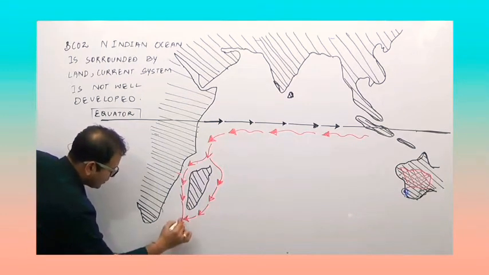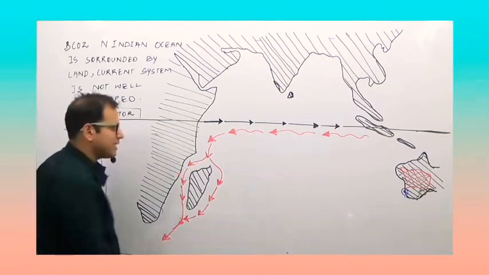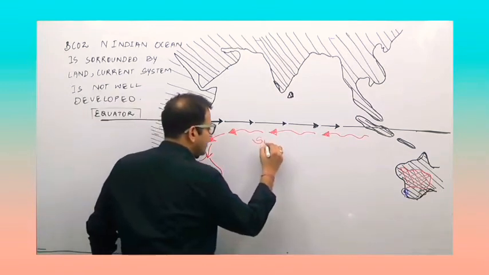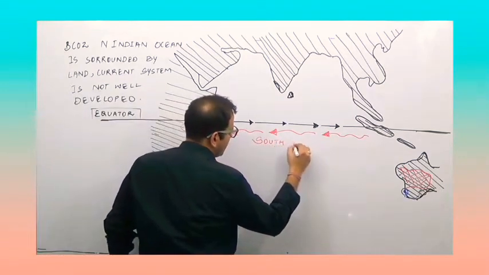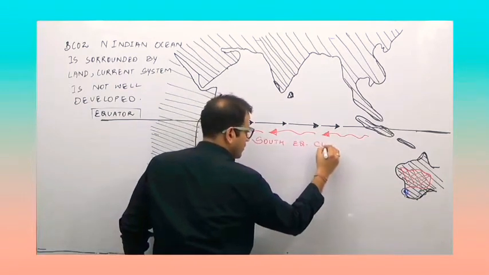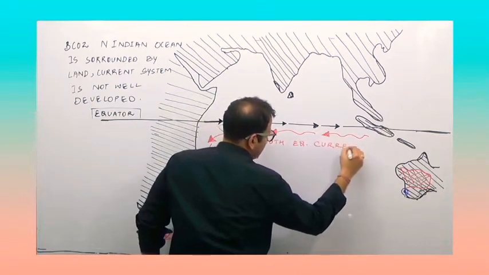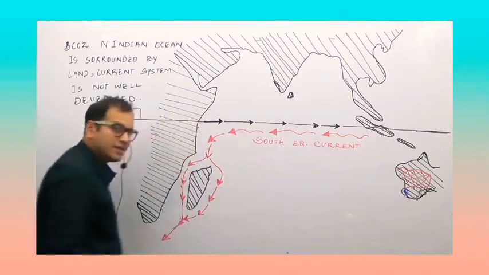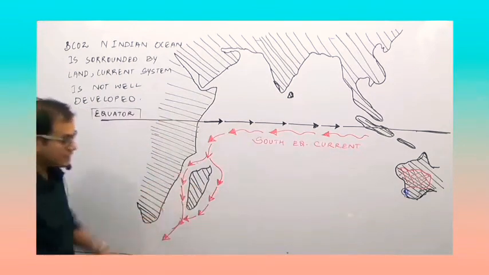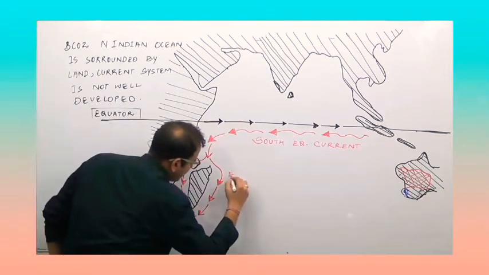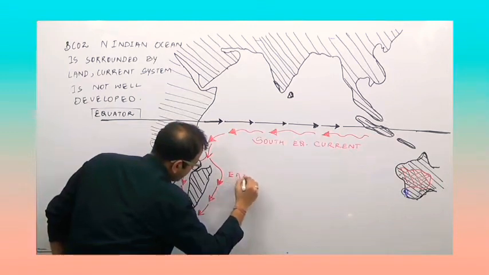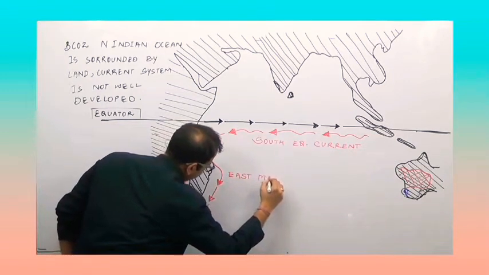So, what are the names of these ocean currents? Obviously, we know that this is the south equatorial current. The south equatorial current is bifurcated into two. One is the East Madagascar current. This is the East Madagascar current.